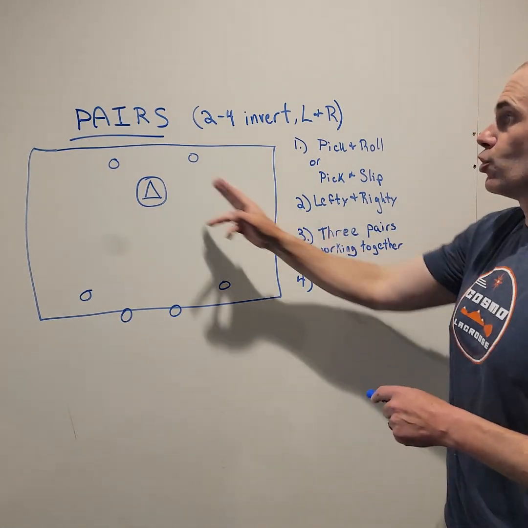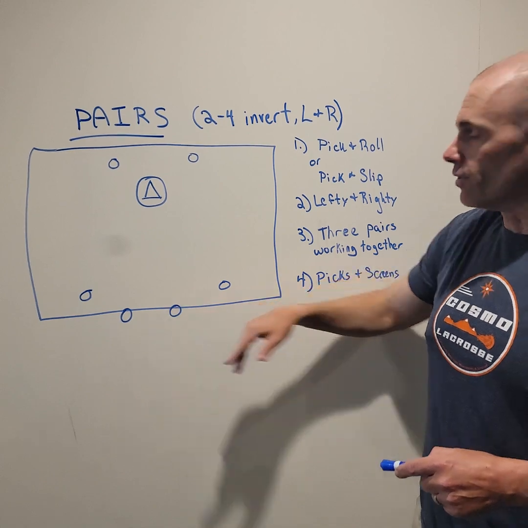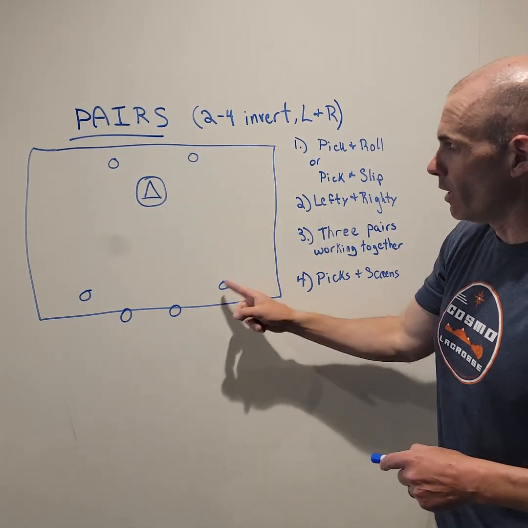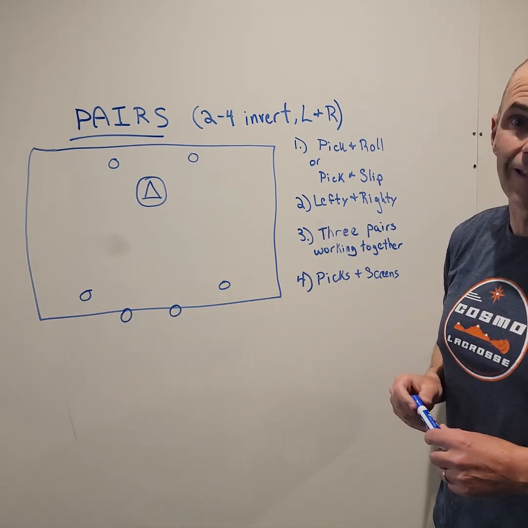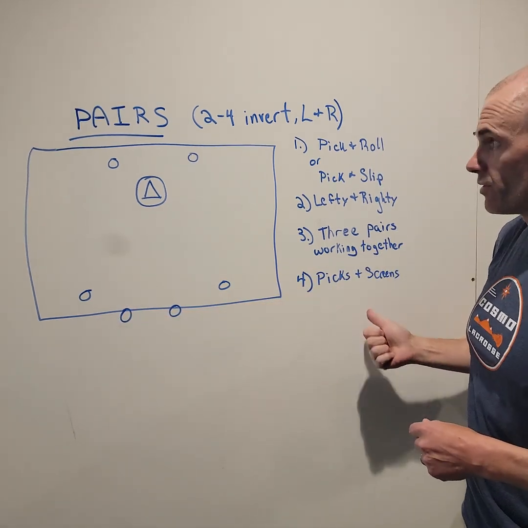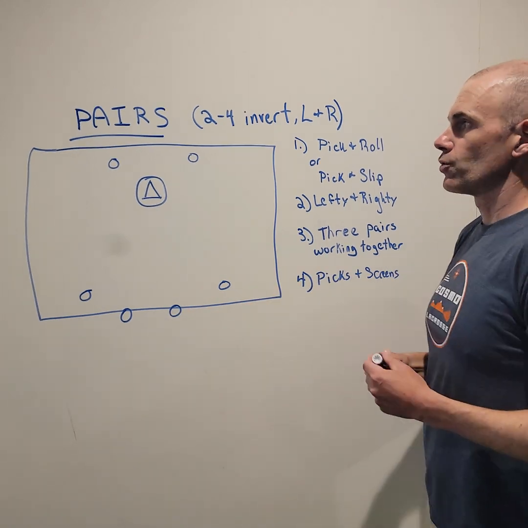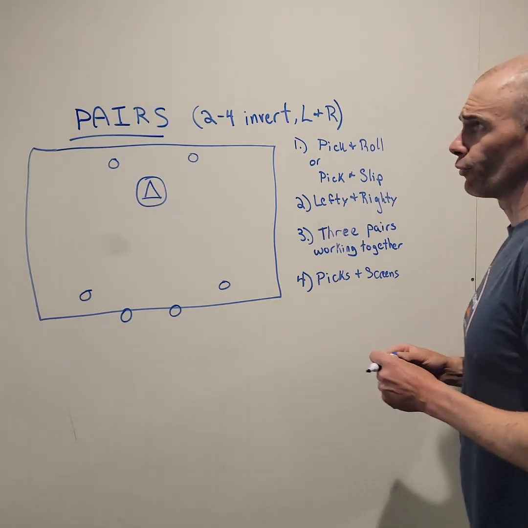There is not just two men working and four observers. There are three pairs, one pair, two pair, three pair working together. And then finally picks and screens. Remember, pick on ball, screen off ball. So very quickly, we'll go through pairs here.